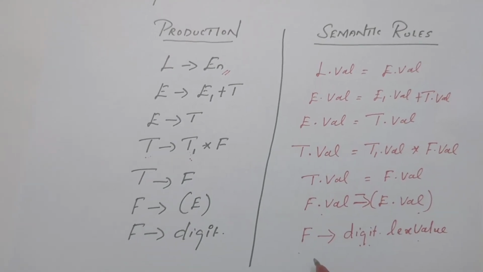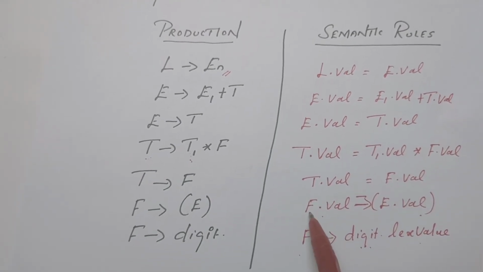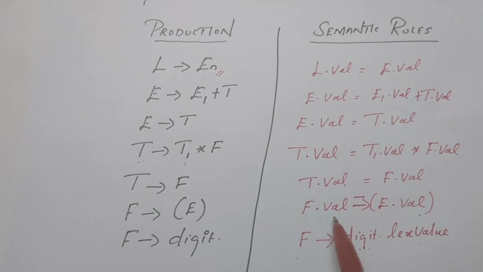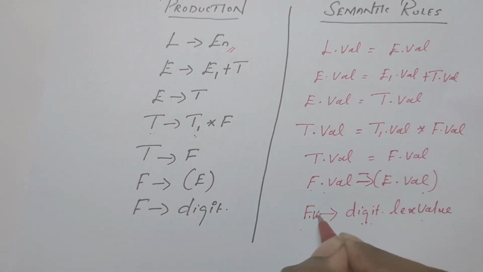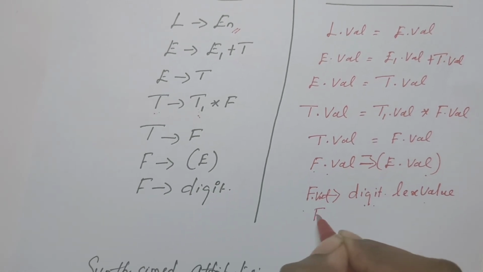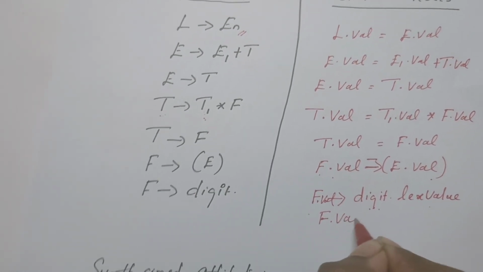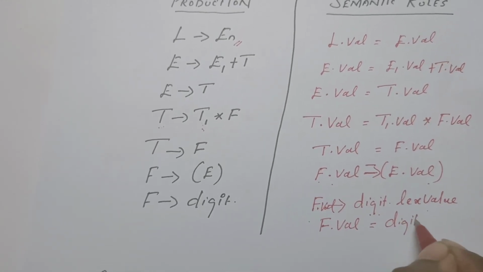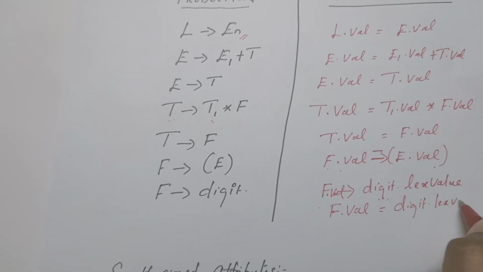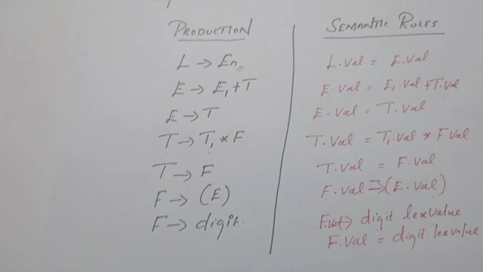Observe each and every semantic rule. There is a non-terminal, and the non-terminal is further explained with the attribute. In fact, here also the attribute should come. This I'll write like this. The value of F is nothing but the lex value of the digit. This is the exact semantic rule for this.